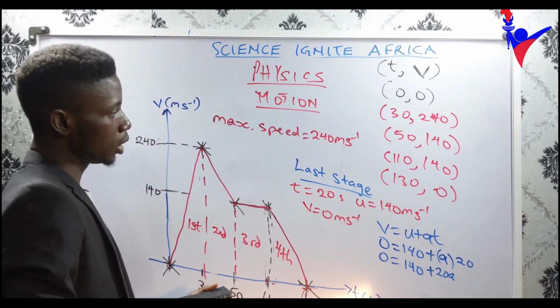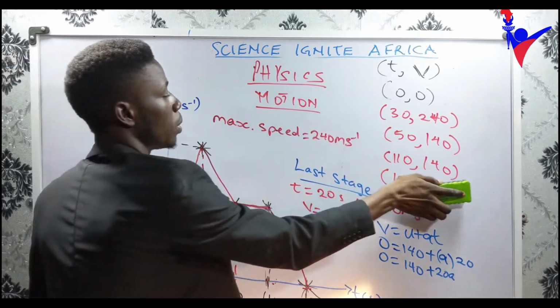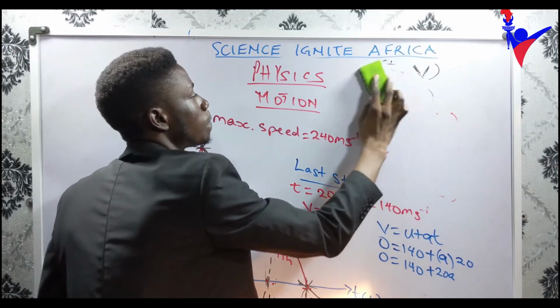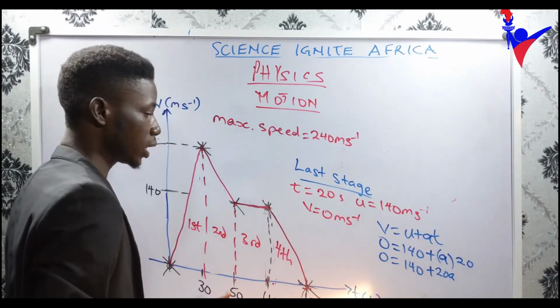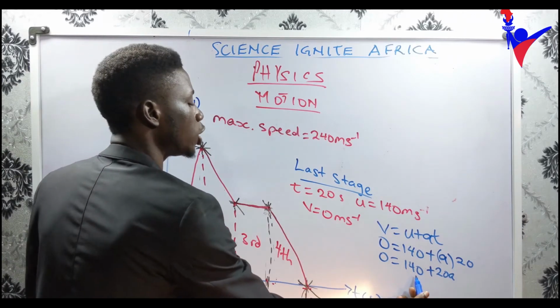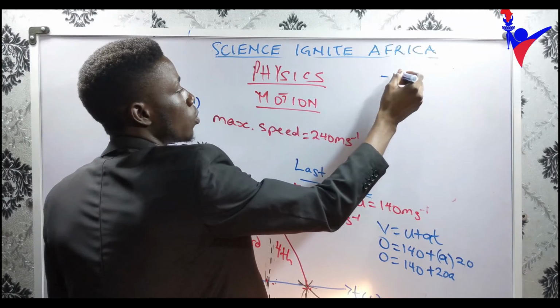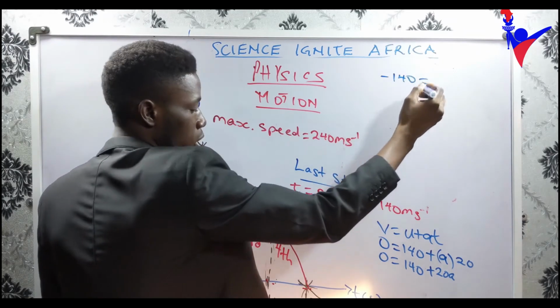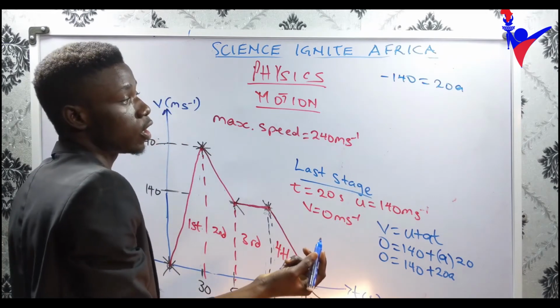Now you would permit me, because I don't need these coordinates again, I've already plotted the graph, so permit me to rub up the coordinates. So I'm moving this calculation up here. We take 140 to the other side, so it becomes minus 140 equals 20a. And what do I do to get the value of a here?